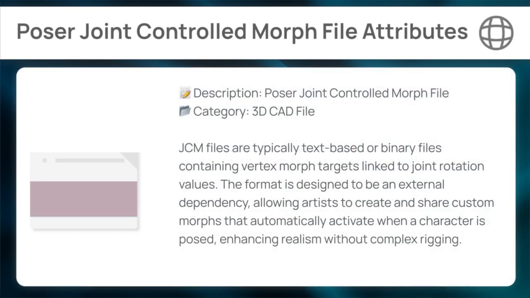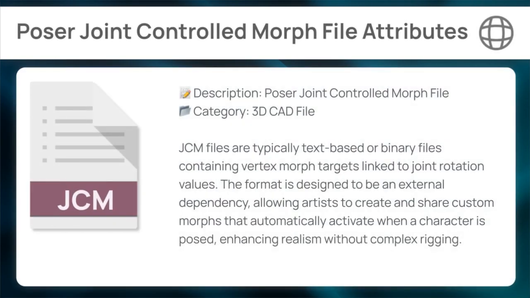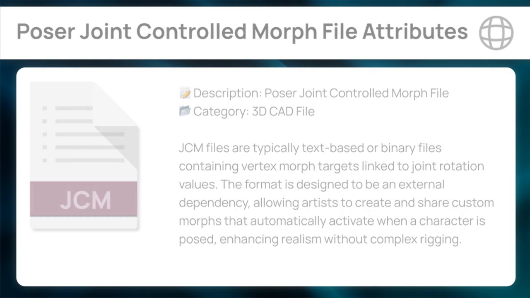JCM files are typically text-based or binary files containing vertex morph targets linked to joint rotation values. The format is designed to be an external dependency, allowing artists to create and share custom morphs that automatically activate when a character is posed, enhancing realism without complex rigging.